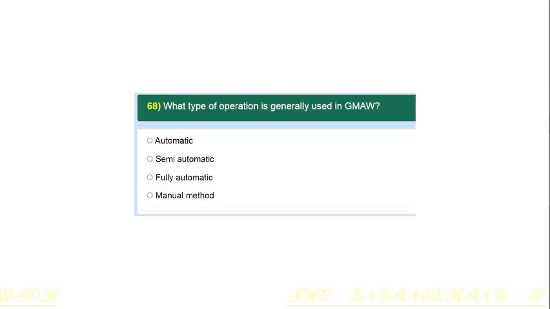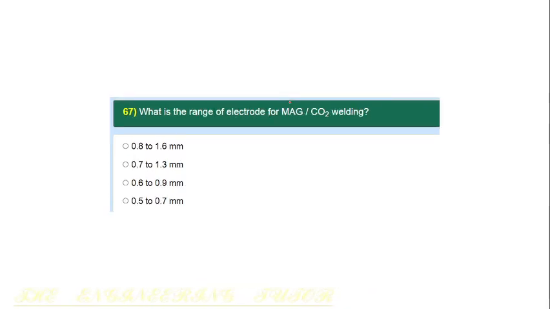What type of operation is generally used in GMAW, gas metal arc welding? Gas metal arc welding in general goes for semi-automatic operation. Generally, for gas metal arc welding, we will be going for semi-automatic operation.